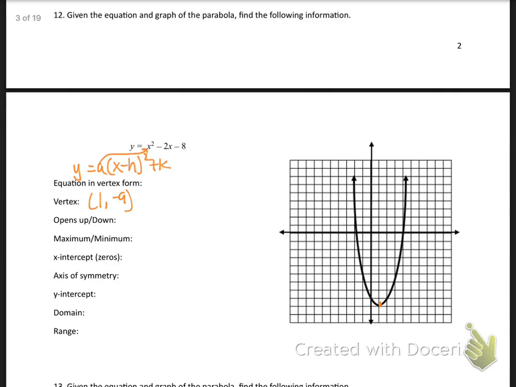The a comes from the original. So we don't really need the 1 there. I'm just going to show it to you being there just to show that the a was being used from here. Remember, whenever you go into the parentheses or out of the parentheses, you flip. So instead of a positive 1 h value, it is a negative 1 h value. And then the k or the y value stays normal. Okay, this little guy is opening up. He is a minimum at 1, negative 9.